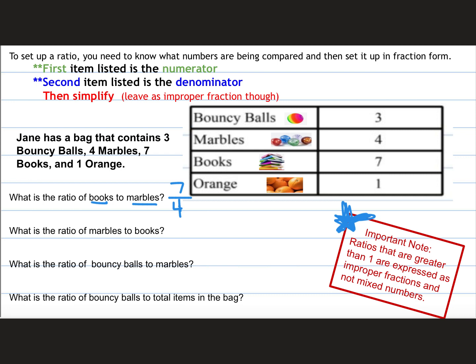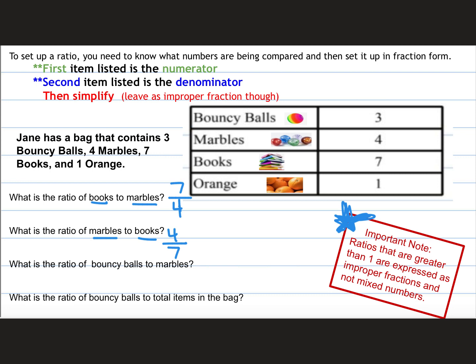Next question, the ratio of marbles to books. So again, now the order flipped. Marbles is listed first. So that means that marbles is going to be the top of the fraction and books is going to be the bottom of the fraction. And then again, you would try to simplify if you could.